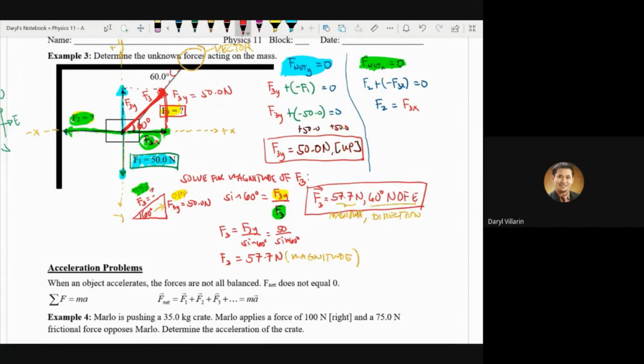So now you just have to know what would be your F3X. What is the value of your F3X? Well, given the value of your F3, remember that the magnitude of your F3 is given by this one here. This is the magnitude of your F3.